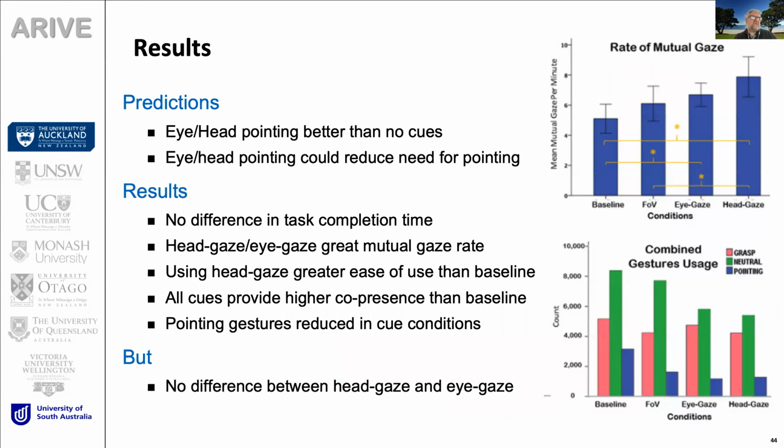So the basic result was that we found there was no performance difference. There's no difference in task completion time, but there was a significant difference in ease of use scores, and people overwhelmingly felt that being able to have those communication cues, whether a view pyramid or the gaze rays, helped a lot better than just having the baseline condition. And we also found that when we had those communication cues, the amount of gestures used decreased significantly as well. So you can see on the bottom chart there, the baseline condition, those bars show how many gestures people made. And as you go across the conditions, you can see a drop. For example, the head gaze, the blue pointing, is much lower than in the baseline condition.